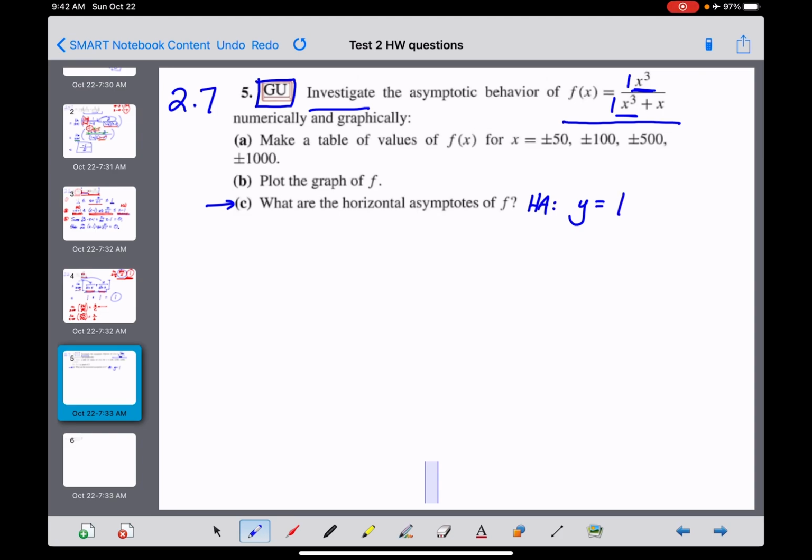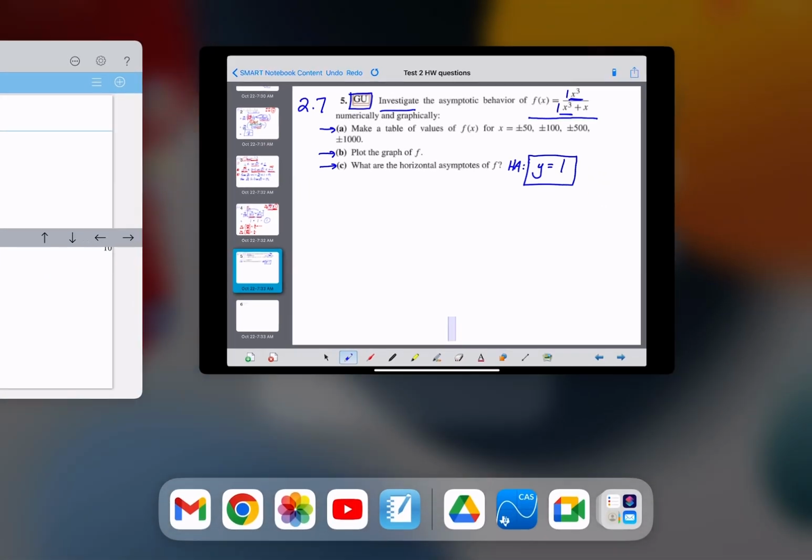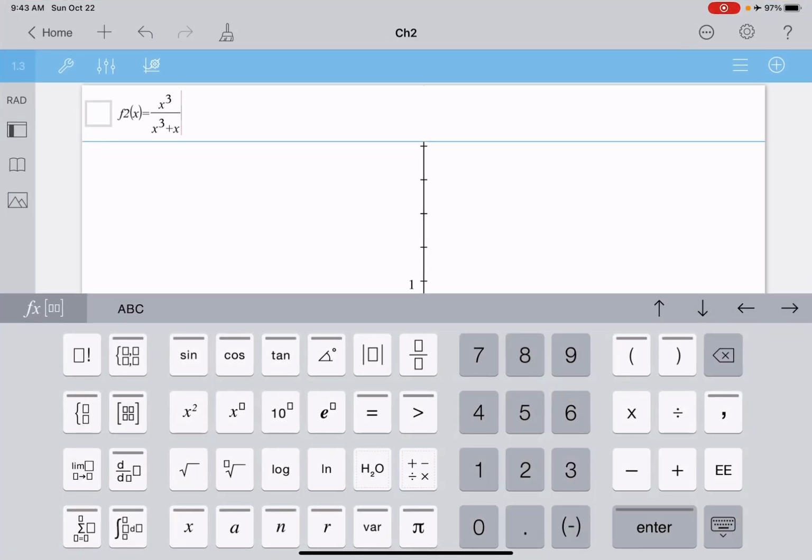The horizontal asymptote of this function, I would be shocked to find out if it was anything different, is y equals 1. But I think they want you to do a little exploration on your calculator. So it says to make a table of values there and also to plot the graph. I didn't read this that carefully before I got started, so I got ready to do the graph here already.